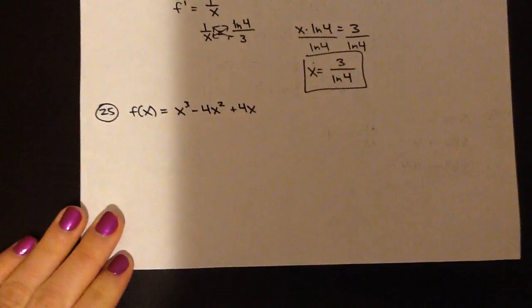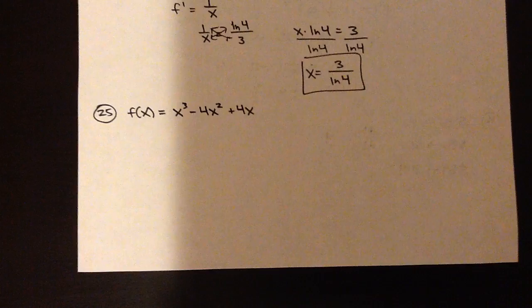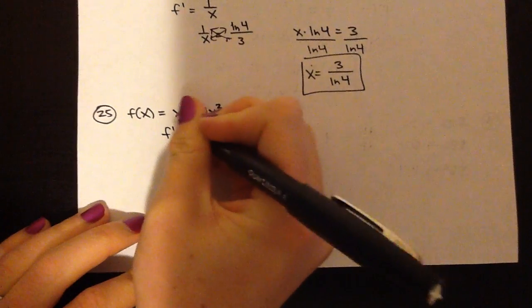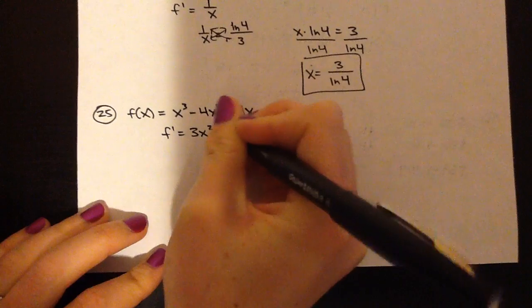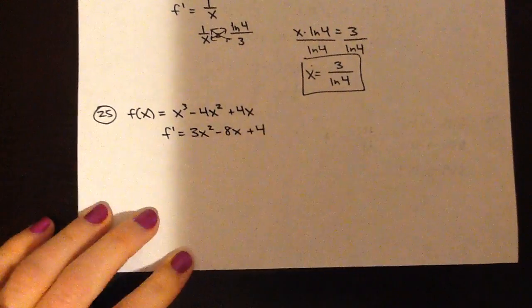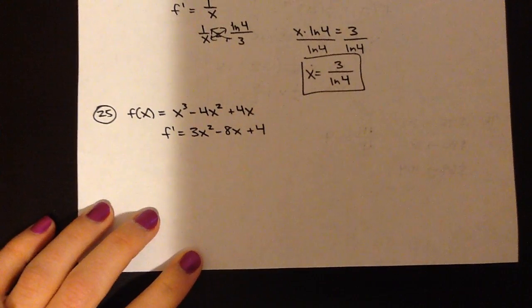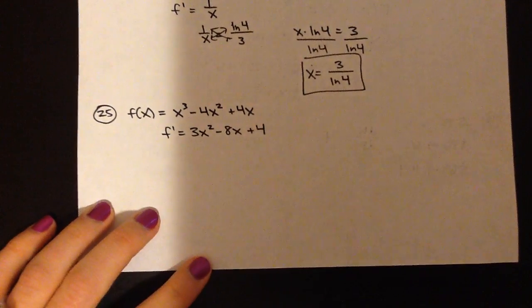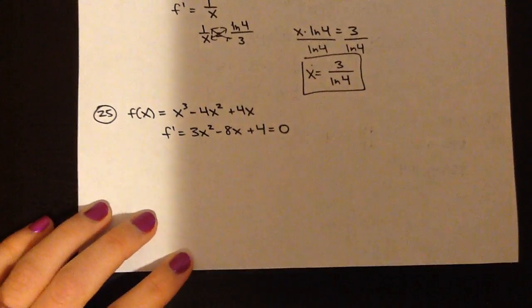So to find critical points, what we do is we take the derivative and we find where it is either equal to 0 or undefined. So the derivative is 3x squared minus 8x plus 4. We always take a quick glance to see where it's undefined. This is a polynomial. It's never going to be undefined. So now we set it equal to 0.